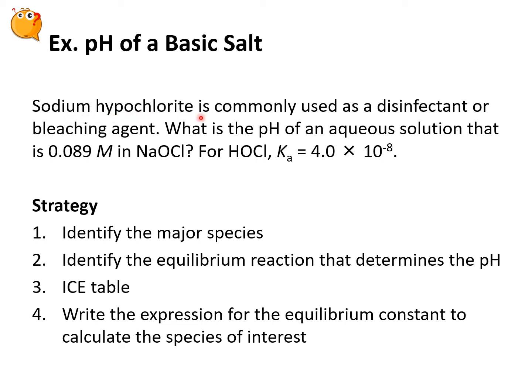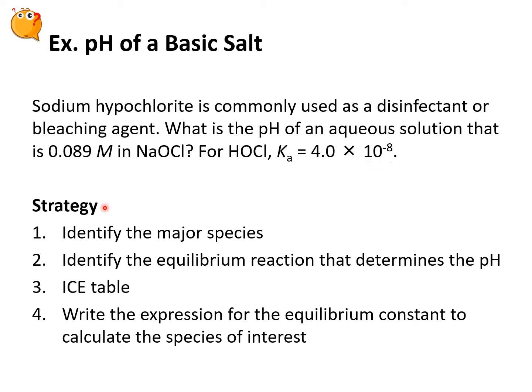Sodium hypochlorite is commonly used as a disinfectant or bleaching agent. In this example, we are asked to calculate the pH of an aqueous solution of 0.089 molar sodium hypochlorite. And we're given the Ka of hypochlorous acid as 4.0 times 10 to the minus 8.